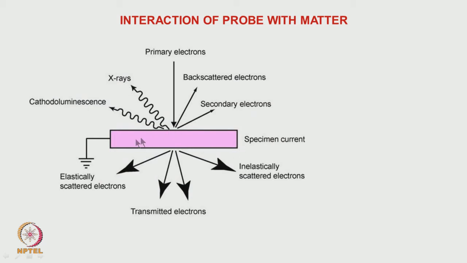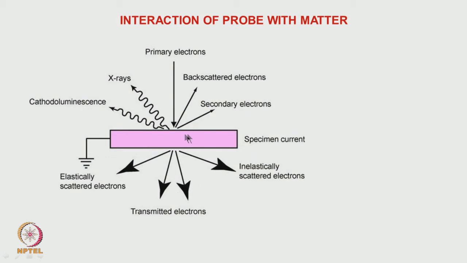Suppose the sample is there, and the current, the beam which is absorbed, that is the specimen current, that also can be used as a signal. Other than that, if the sample is thin, the electron beam will pass through the sample and come out through the sample, interacting with the atoms which are going to be there.